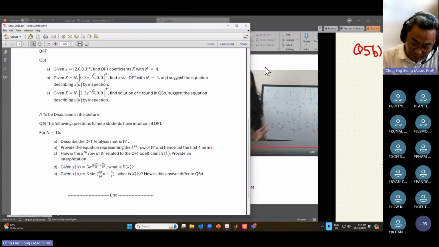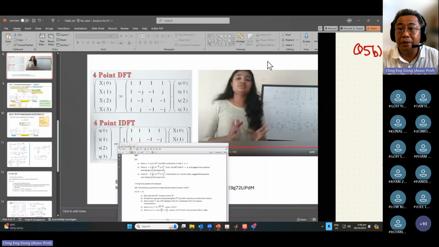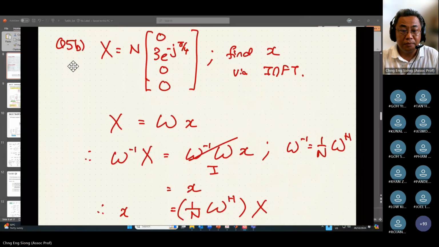What is W minus 1? It is equal to 1 over N WH, or conjugate transpose. Therefore, small x is equal to 1 over N WH times big X. Oops. Oh, sorry, I'm not displaying what I'm writing.